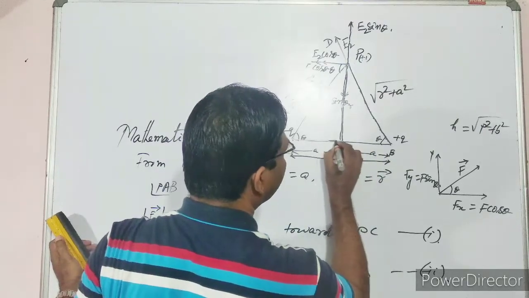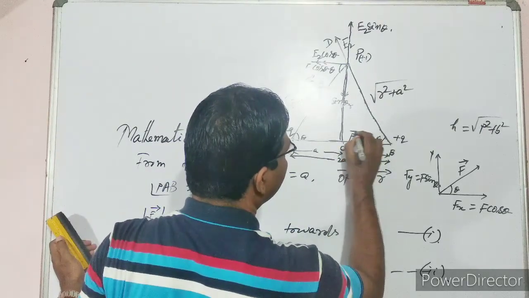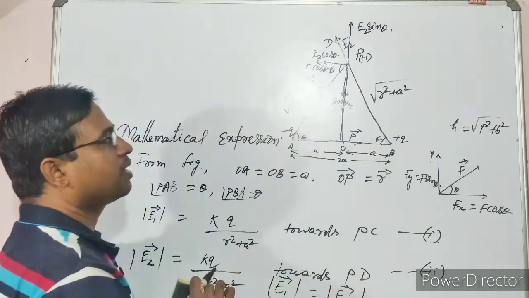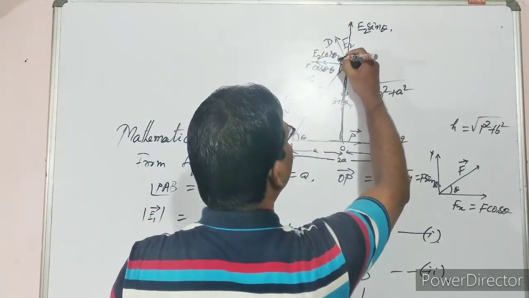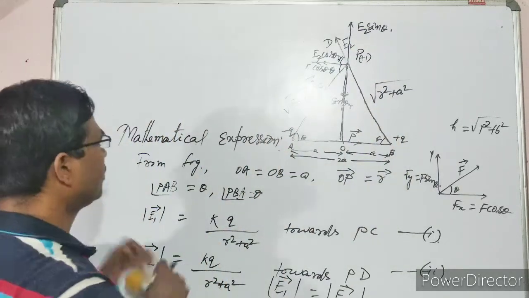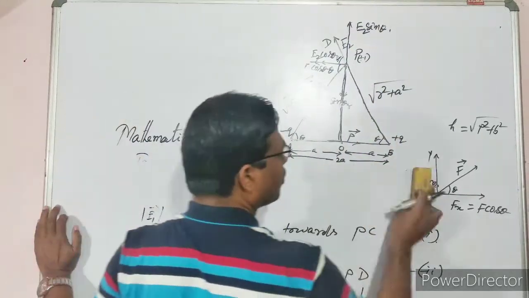Suppose this direction is the electric dipole moment. Clear? Then the compound point is also theta. Any doubt? Okay, then follow me.